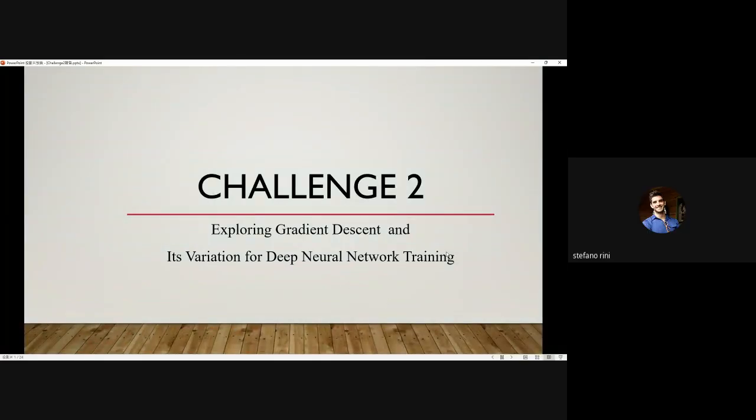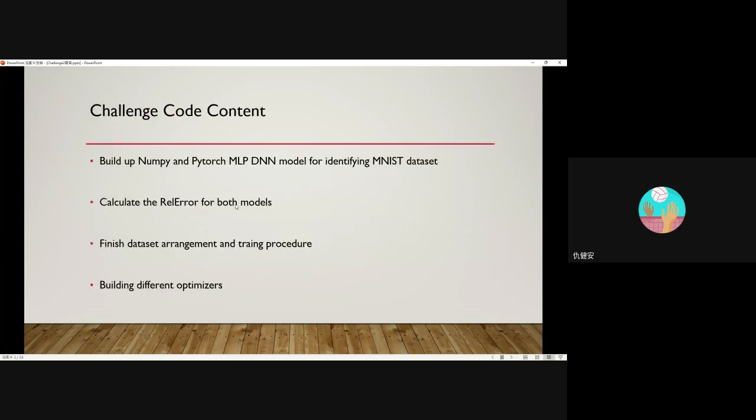Okay, so we are group 1, and this is challenge 2, exploring gradient descent and its variations for deep neural network training. Our goal in this challenge is, first, to build a NumPy model in which we use the formulas and calculate the forward pass and backward propagation ourselves. Then we build a PyTorch MLP model to compare with it. The goal for both models is to classify the MNIST dataset.